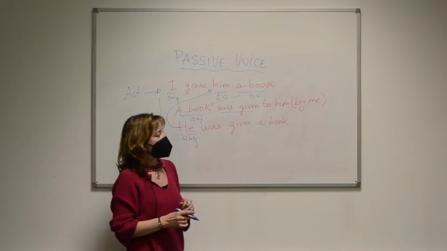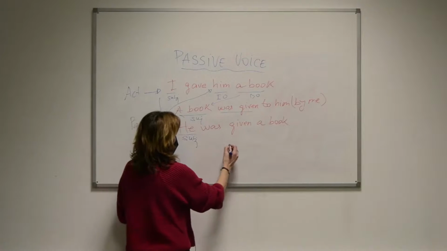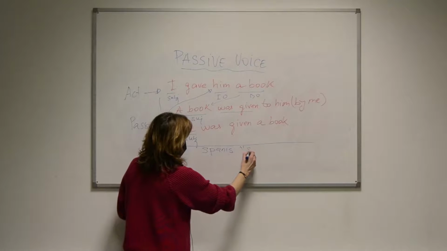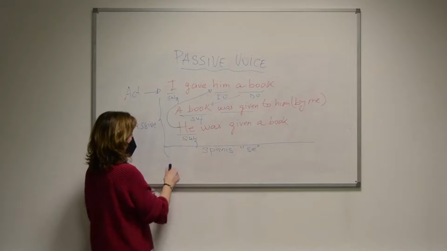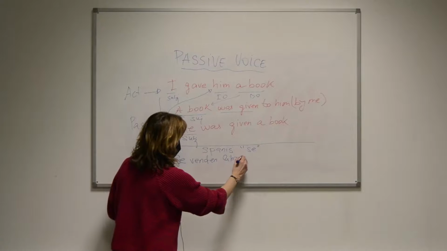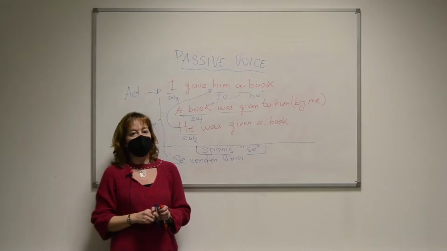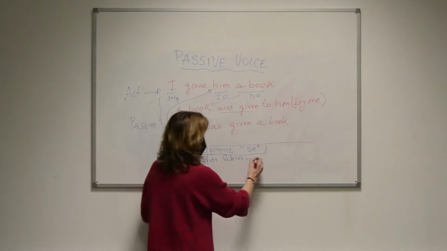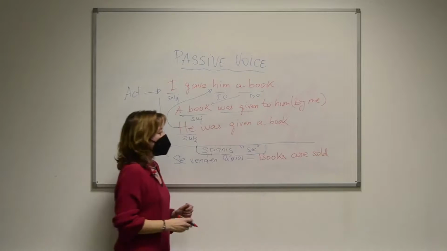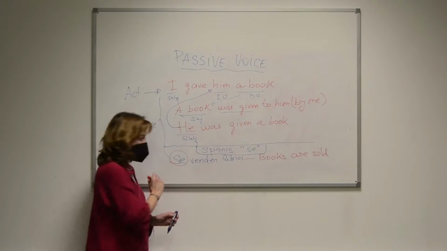Other type of sentences that are found in Spanish, but not in English, are those sentences, for example, with se. I'm going to put it here. Spanish se. For example, se venden libros, we say in Spanish. It's called pasiva refleja in Spanish. In English, this structure with se does not exist. In English, we say books are sold. Okay? We make a passive sentence with the subject and the passive verb. We don't have the structure se.